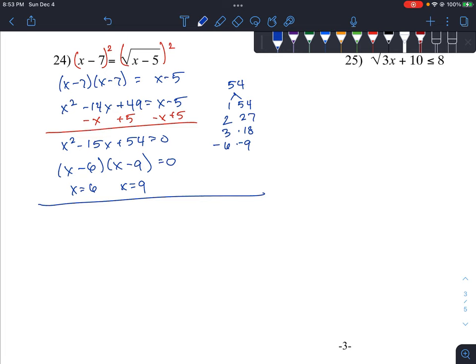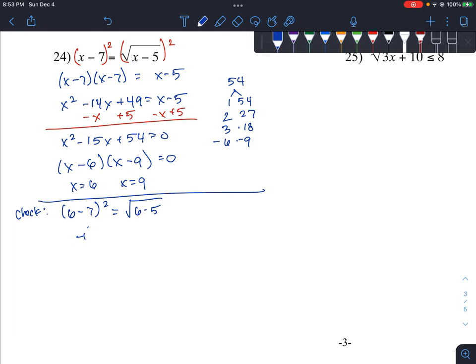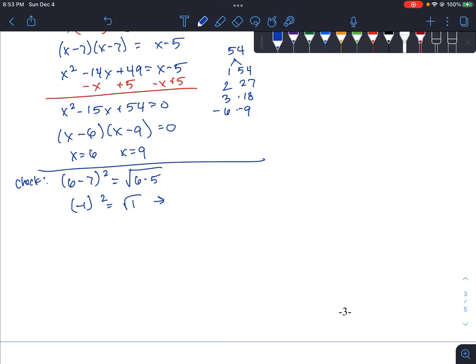So let's see. Let's go ahead and try 6. So if I plug in 6 into the top, I get 6 minus 7 squared equal to the square root of 6 minus 5, square root of that. Okay, so then this is going to be equal to negative 1 squared equal to the square root of 1. And then that's going to be equal to 1 is equal to 1. So I do believe that 6 does work.